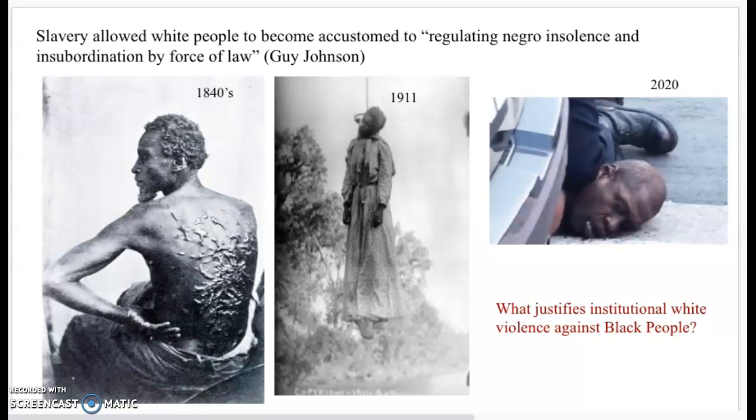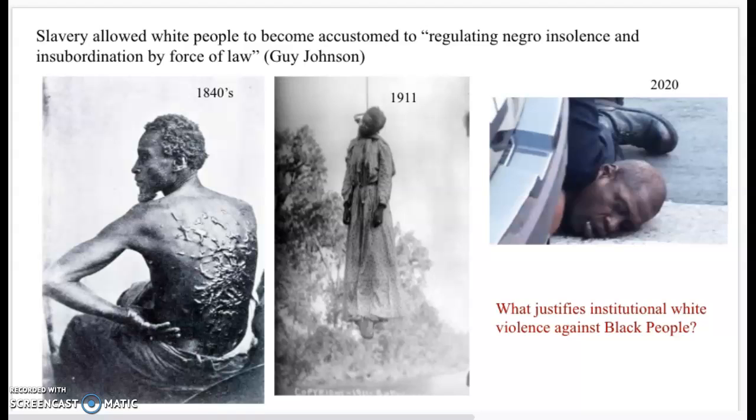So enforcing behaviors. The reason that man on the left is so badly whipped and scarred is because he's continually talking back to his master. He is running away. He is actively challenging the system. And what happens when you challenge the system is you get beaten or you get killed.